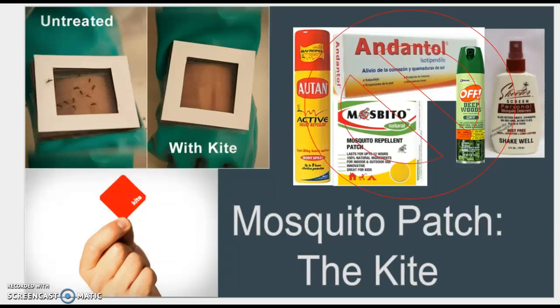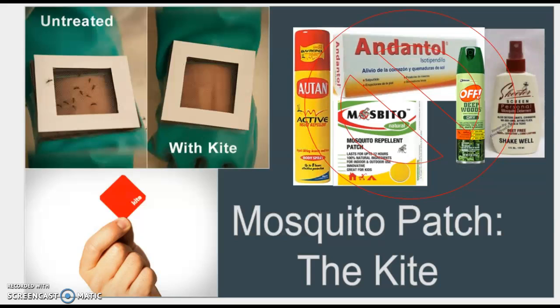Some products are recommended, including Autan Classic, Deep Woods Off, Skeeter Screen, Mosquito, or Dantol. Many of these are sprays that mist on, or creams applied after the bite occurs. Other patches do not last as long as the Kite patch and must be reapplied often. The only vulnerability would be the price. Some of these aerosols may cost a few dollars less than the patch.